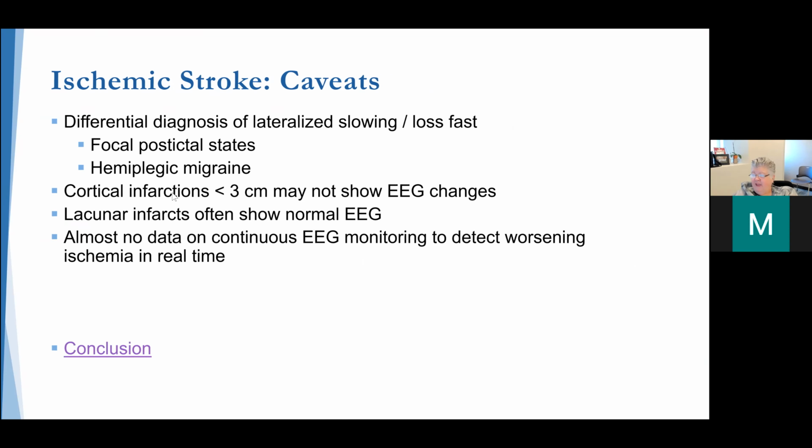So patients may have seizures and have focal postictal slowing or loss of fast activity. In terms of differential diagnosis, hemiplegic migraine can look very much like an ischemic stroke. Cortical infarcts that are small and lacunar infarcts may not show any EEG changes at all. And then finally, there's almost no data on continuous EEG monitoring in real time for monitoring ischemia in acute ischemic stroke.